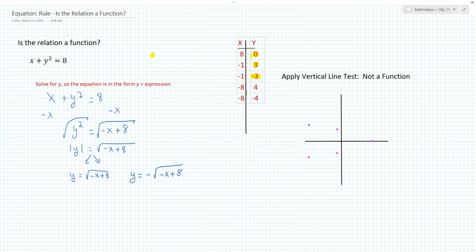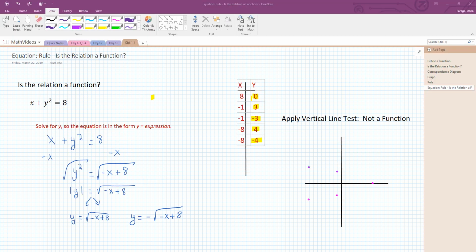In the same respect, if you were to put in the value of negative 8 into both equations, in the first equation you'd get back a positive 4, and in the second equation you'd get back a negative 4. So again, this relation is not a function, as negative 8 is mapped to two different values.